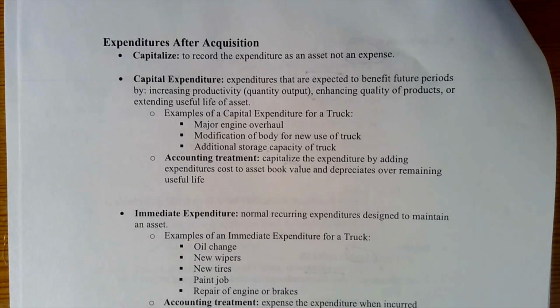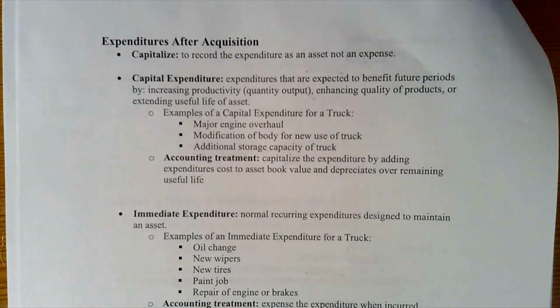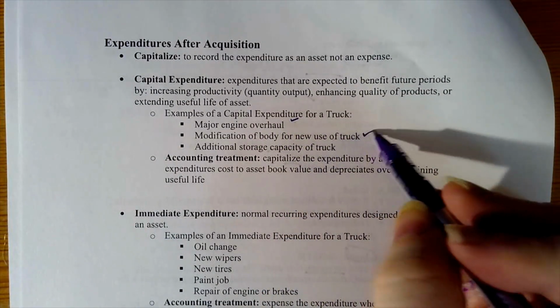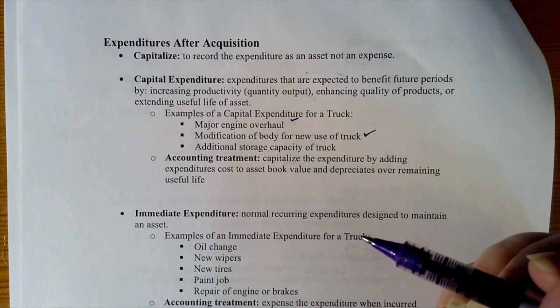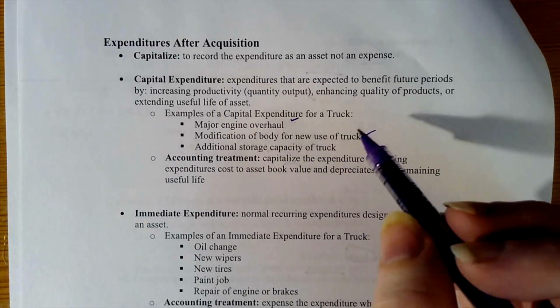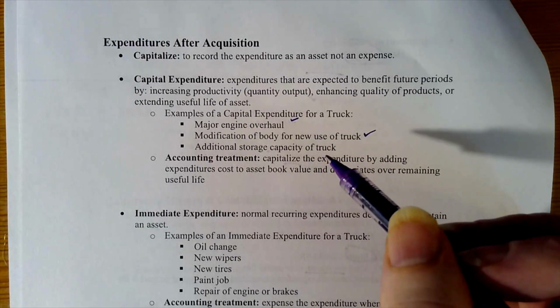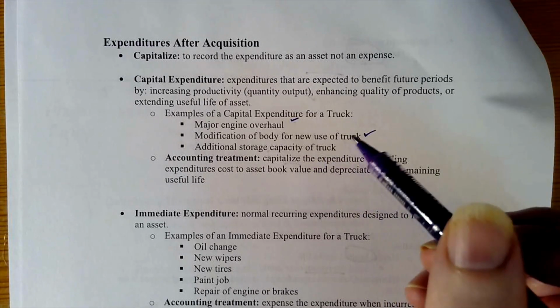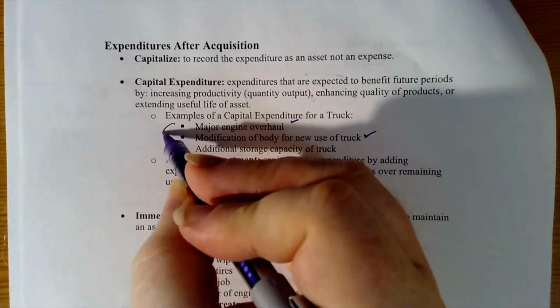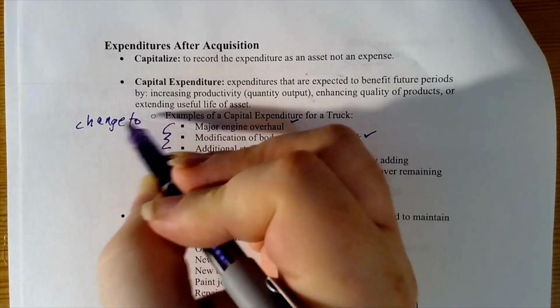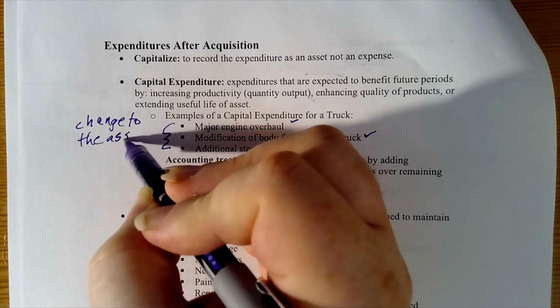And what are those? If we take a look at the list here, we've got examples. Let's say we have a truck: a major engine overhaul. We've changed the body of the truck, like maybe we changed it from a flatbed truck into a refrigerated truck, or added storage capacity to the truck. This is just an example for a truck, but it could be anything, like changing the machinery. Now, what do these all have in common? Basically, we've made a big change to the asset. In other words, it's almost like a different type of asset.